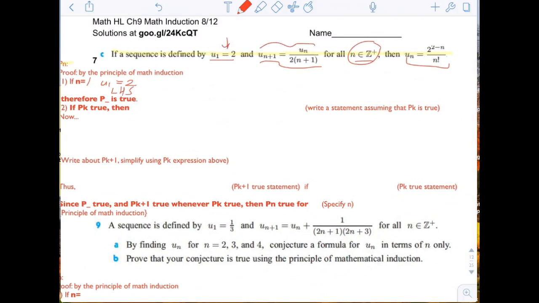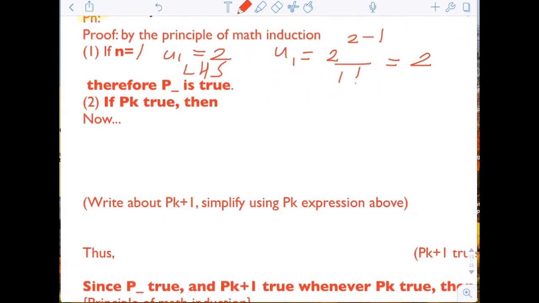We don't really need this part. And then we're going to use the explicit equation to recalculate. So the right-hand side would be u1 equals 2 to the 2 minus 1 divided by 1 factorial. So that would be 2 to the first divided by 1, which is 2. So they are equal to each other. So p subscript 1 is true.